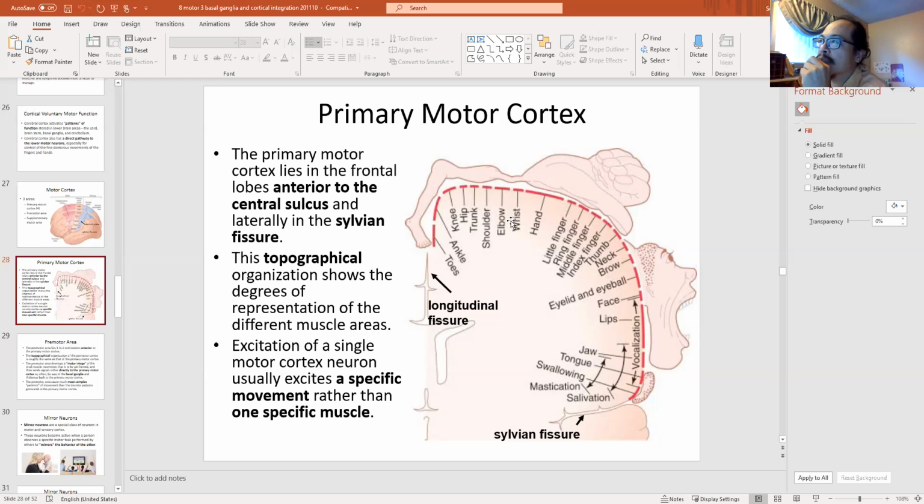When we excite a single motor neuron in this region, we typically get a specific movement. That specific movement is not programmed here, but in the lower motor area, rather than one specific muscle. We do have stimulation to one specific muscle, but this is more like the hand. The hand can have direct motor control. Otherwise, when we stimulate one region, we just say a word or sing a song or drink water or walk, something like that.